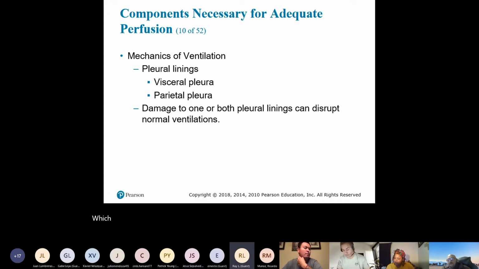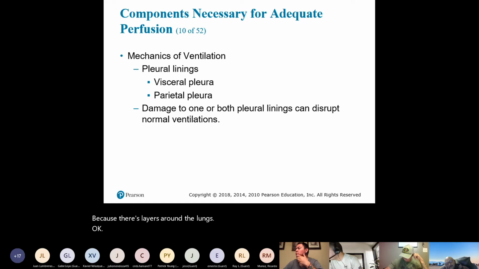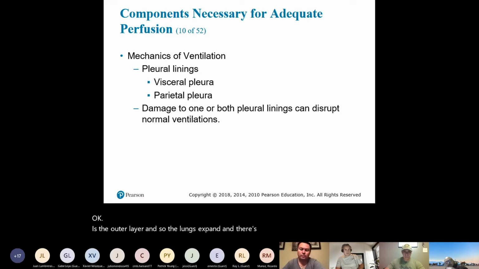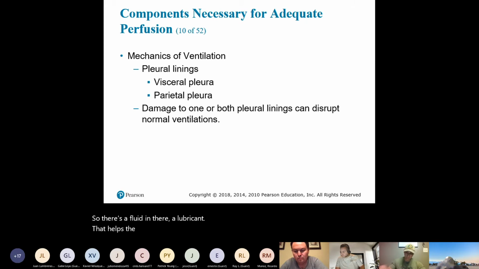Which one's which? When we talk about the pleura, because there's layers around the lungs. Visceral is inner, and parietal is the outer layer. And so the lungs expand and there's friction between the two layers. So there's a fluid in there, a lubricant, that helps the gliding of the lung as it goes through. Okay.